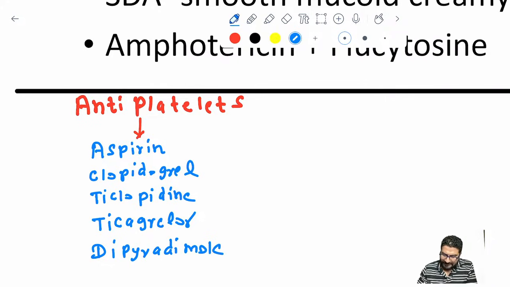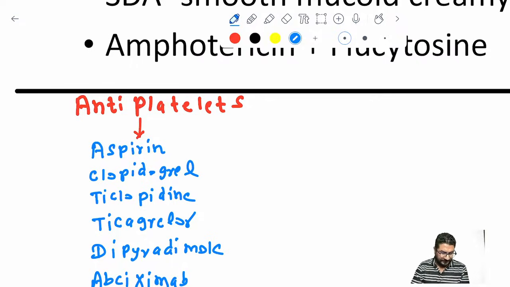Then very very important, यहाँ पर ही गलती होती है. Remember this, abciximab. It is a GP2B3A inhibitor. Tirofiban, eptifibatide. So देखो ये सारे क्या हैं? These are antiplatelets. Antiplatelets means they will inhibit platelet aggregation.